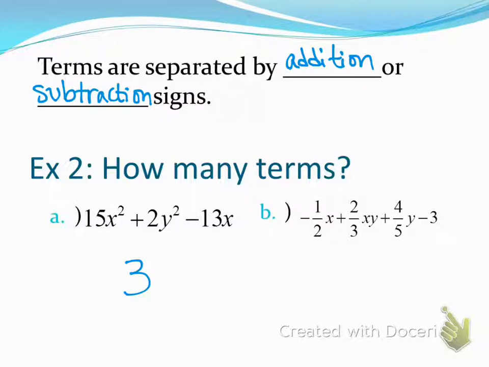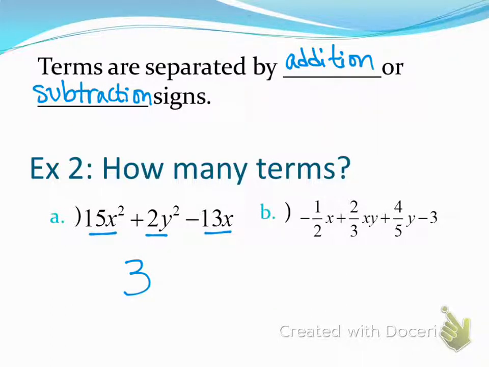So if you were unsure of how to do that, I would start underlining. But every time you see an addition sign or a subtraction sign, pause. Don't underline those. So if I do that, I underlined 3 pieces. Those are the 3 terms. So if you're unsure about how to break up terms, start underlining, but pause or don't underline addition signs or subtraction signs.